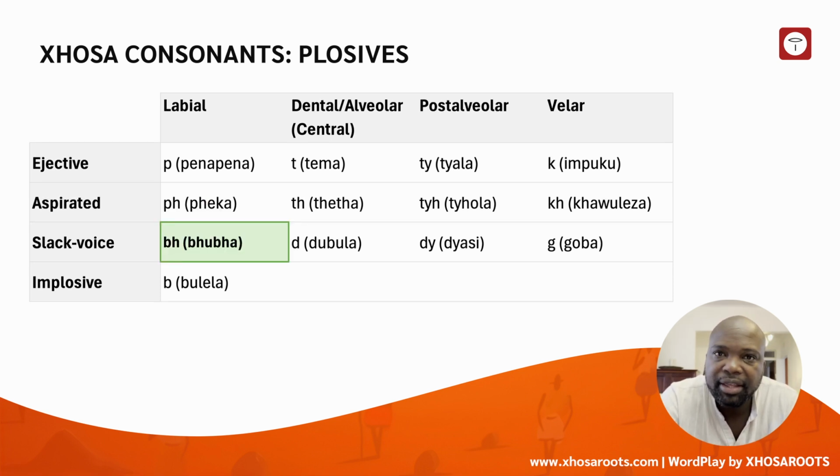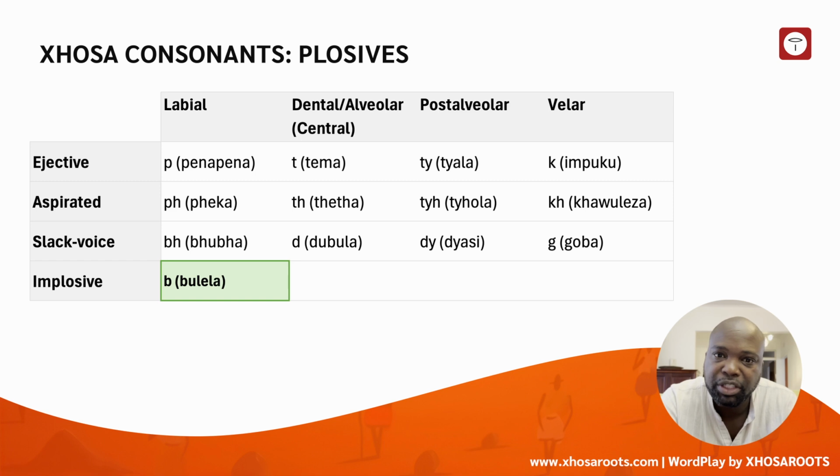And then we have the slack voice, sort of like a bass version, so to speak. I don't know if you can visualize sounds, but to understand it better, it's almost like adding bass to that, like a slack voice. It's a b, b as in bhubha, die or pass away. And then the implosive version, which is a unique plosive out of the four different types of plosives. It's an implosive ba, ba, ba. So you are pulling air in, as in bulela, thank, or show gratitude.